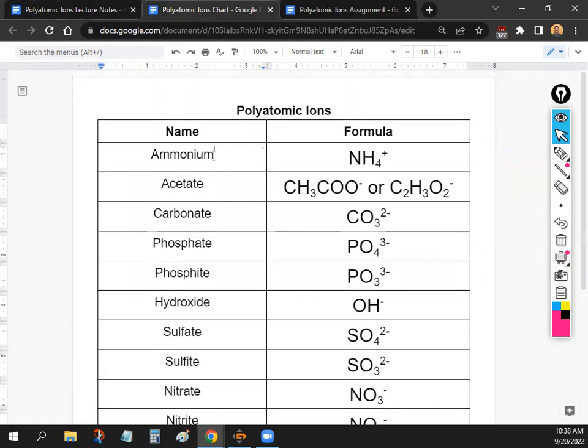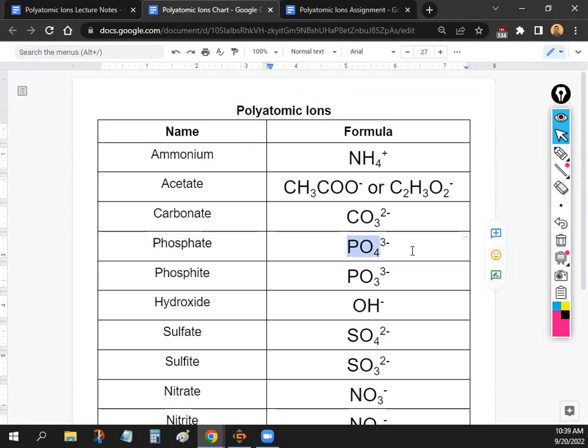Let's take a look at ammonium. Ammonium is the name of a polyatomic ion, and we've got the formula right here. Ammonium is a molecule, NH4, and this NH4 has a positive charge. Okay, that's how you use it. If you look at phosphate, the molecule is PO4, but it has a 3- charge.